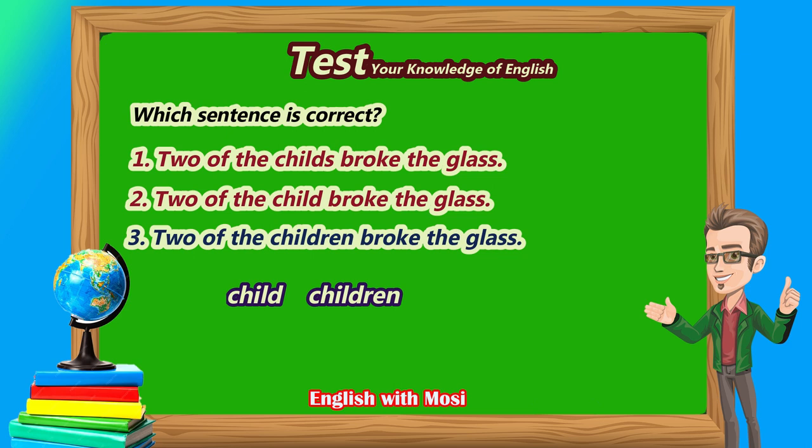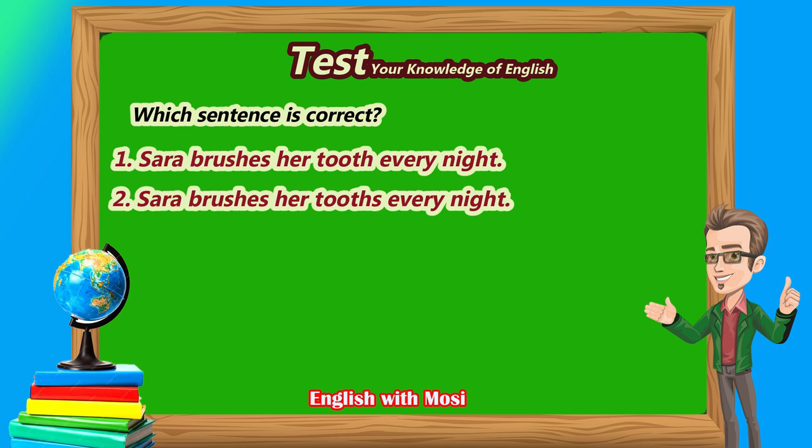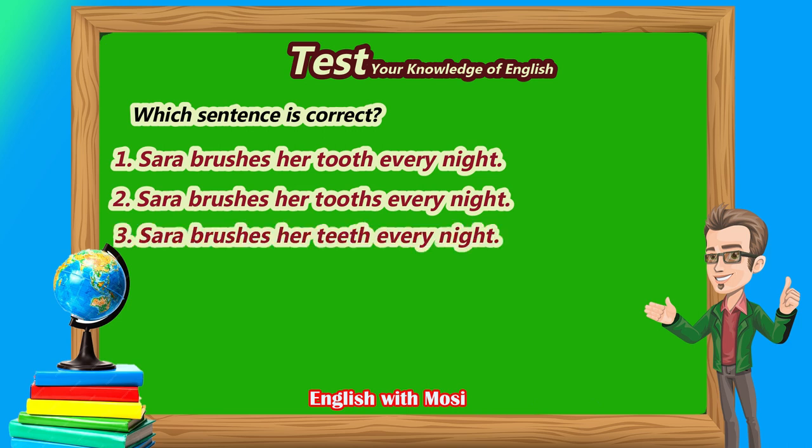And now the second sentence is, Sarah brushes her tooth every night. Sarah brushes her tooths every night. Sarah brushes her teeth every night. The correct answer is, Sarah brushes her teeth every night, because when she brushes her teeth, she brushes all of her teeth, not one of them. And the plural form of tooth is teeth. So we say one tooth, now two teeth, three teeth, and so on.